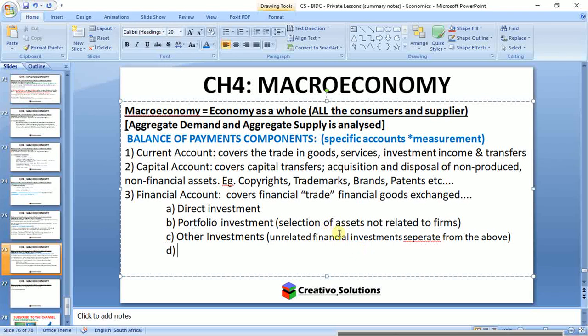Alright, and then D, the last one, reserve assets. Okay, you've probably heard of foreign reserves or gold reserves, or they talk about currency reserves, okay, foreign exchange reserves. Okay, so if I have a country, what does the country keep? They keep currency. Why? Because they trade with other countries. So if we buy a lot of goods from America, would it be a good idea to keep dollars? Very good idea. Why? Because the dollars will go up and down.